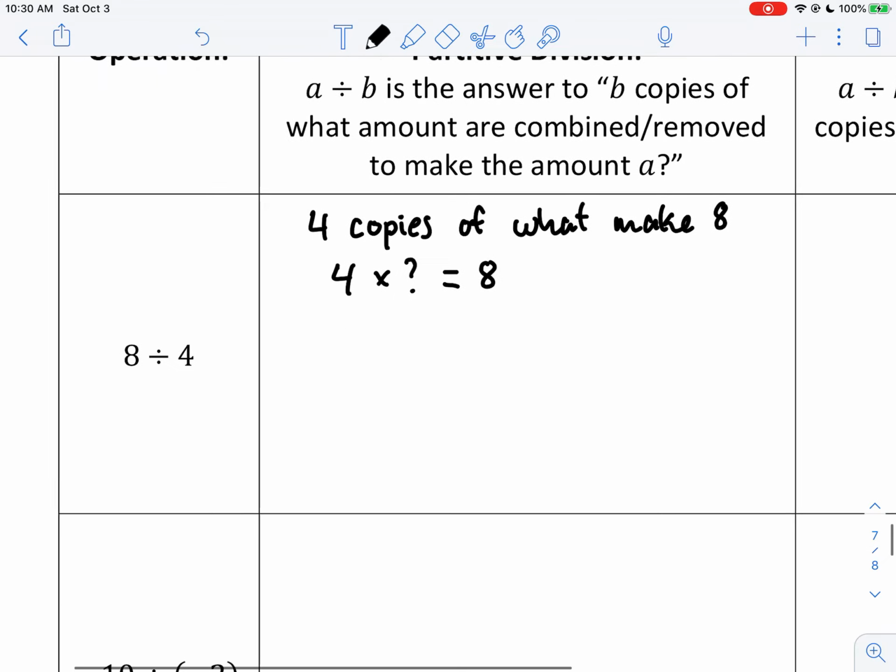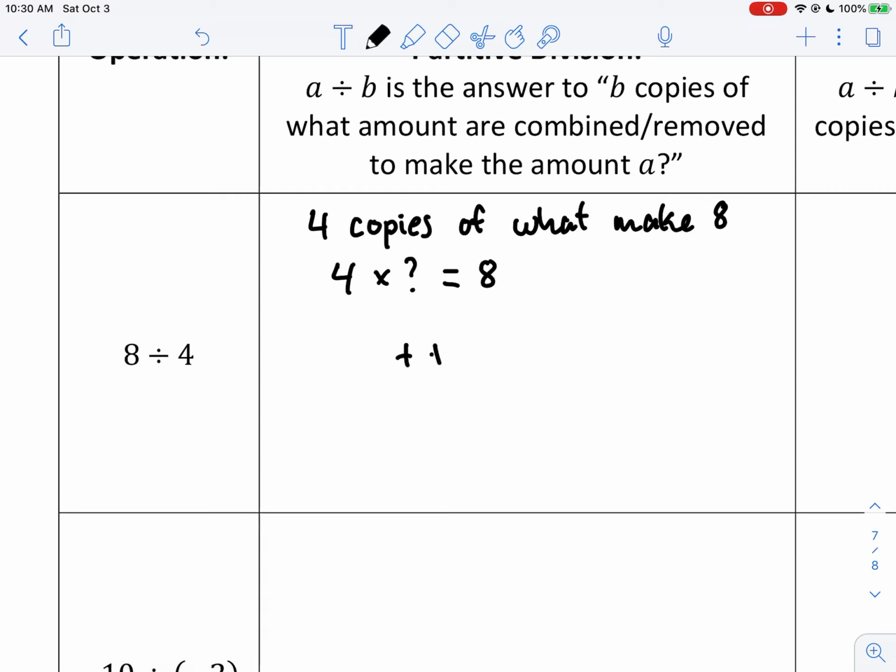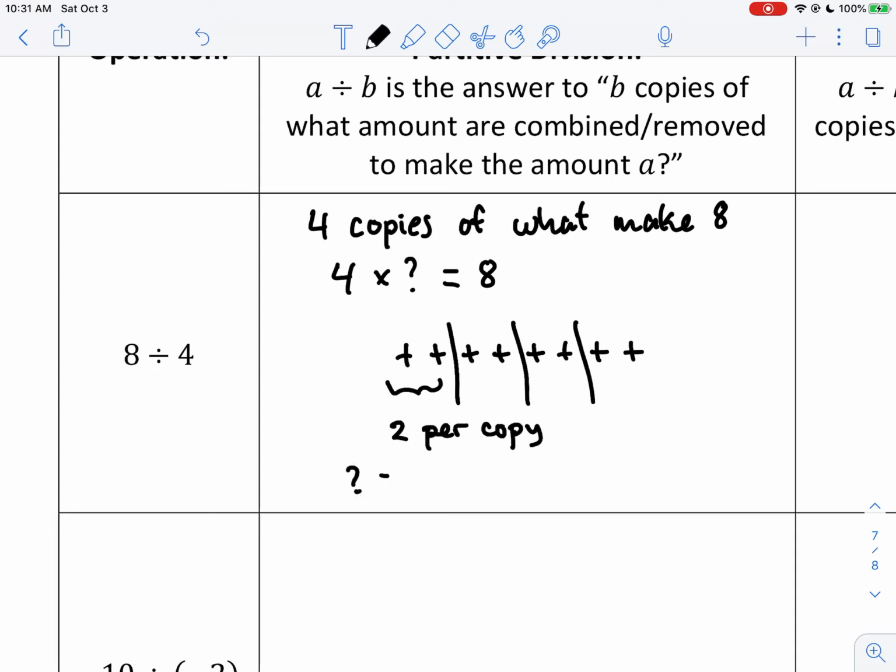And so maybe that's what I want to leave here. So we want to do this with integer chips. So we would say 8 is represented by 8 plus signs, and you're putting them into groups of 4, which sometimes is easy, you can see what those groups are. And we would say, okay, the amount per copy is positive 2 per copy. So the answer to this question is 2. In other words, this is a justification for 8 divided by 4 equals 2.